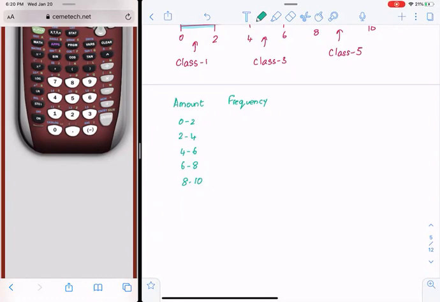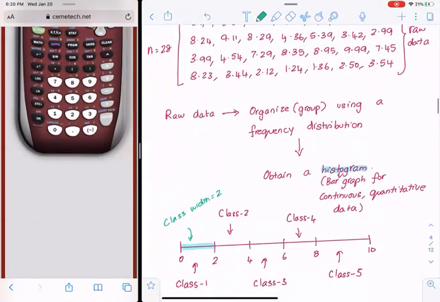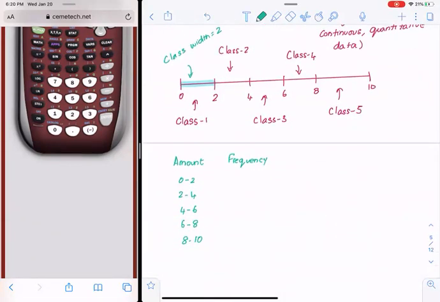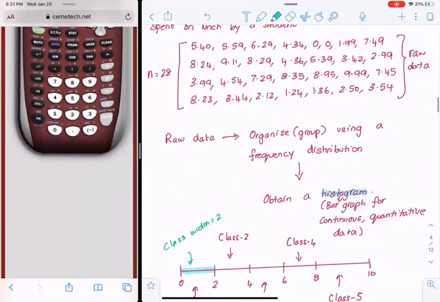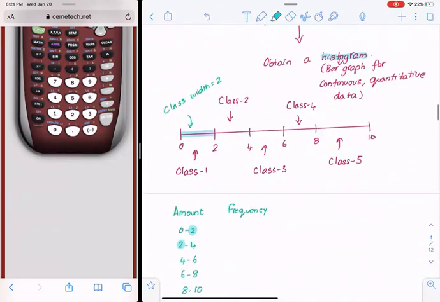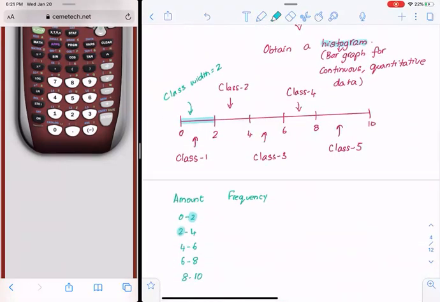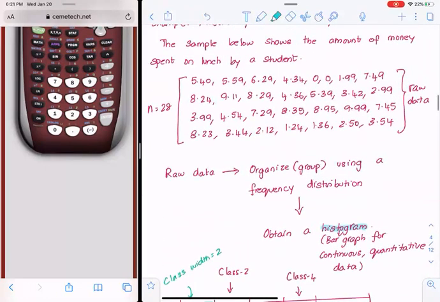In other words, if I have the number 2 in the data, 2 could go either in the first class, so it could go here, or it could go there. Now that becomes tricky. Now in my problem, we don't have any integer values except for 0, so I'm not worried about it. So let's put every observation that we see between 0 and 2, the tally, in the first class. So we go back to the data.